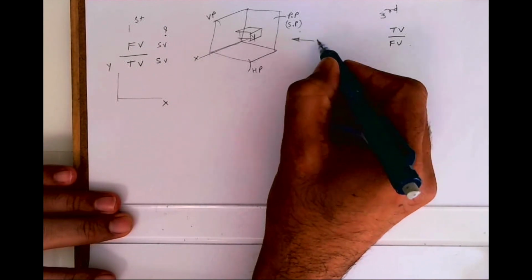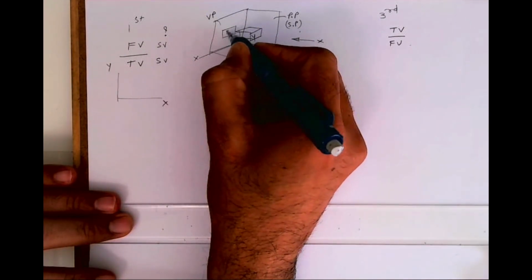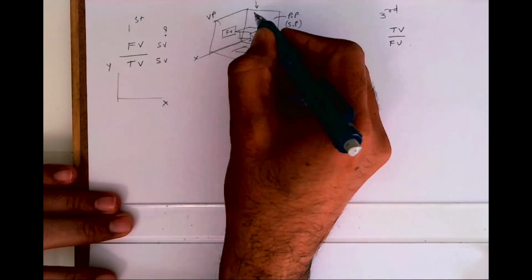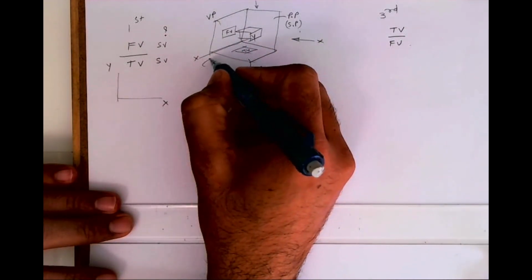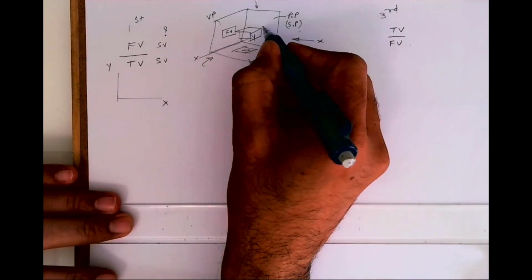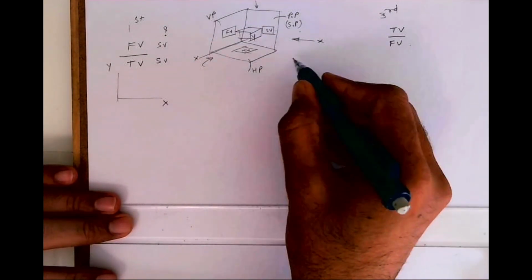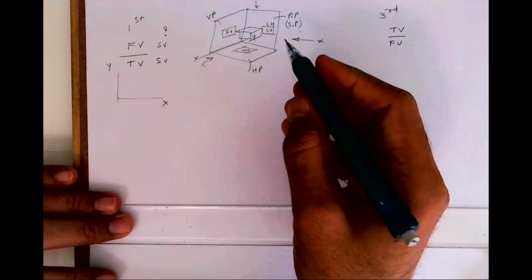And when the observer will see from here, he can draw front view here. When he will see from the top, he will draw top view down. Now for side view, he will see from here, left side, and he will project on this profile plane. That will be left hand side view.